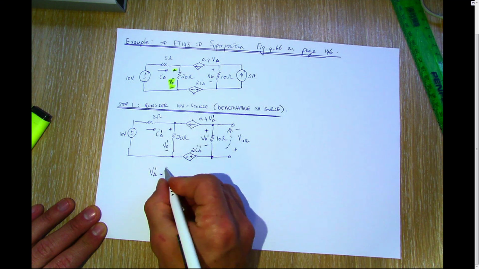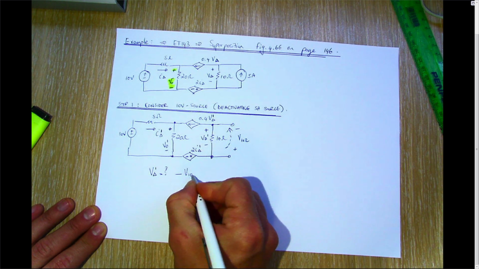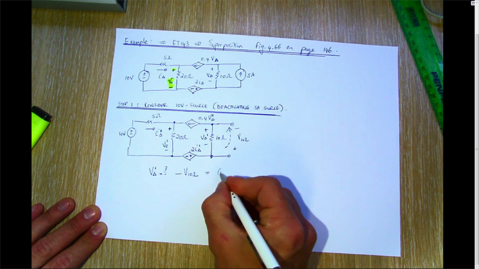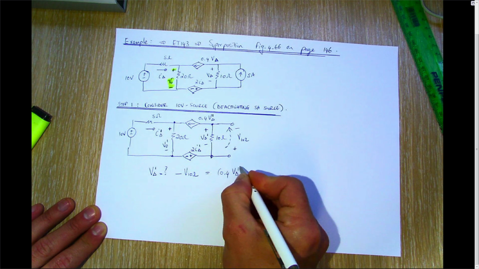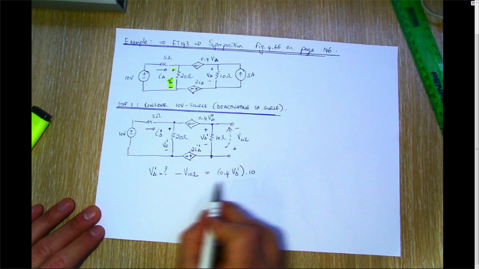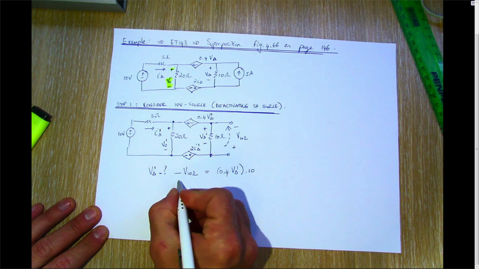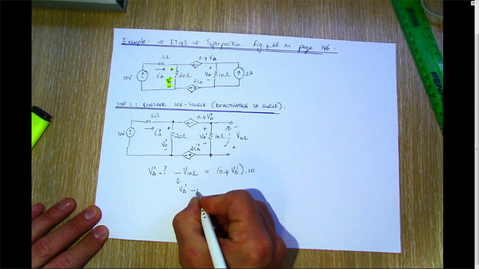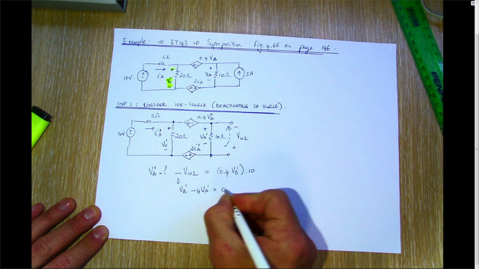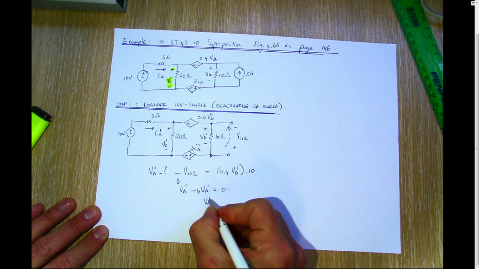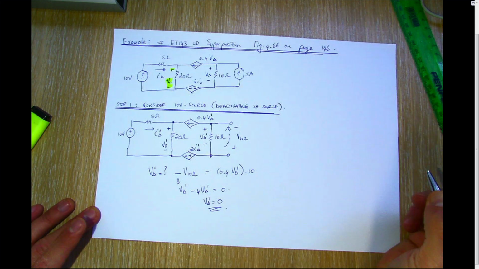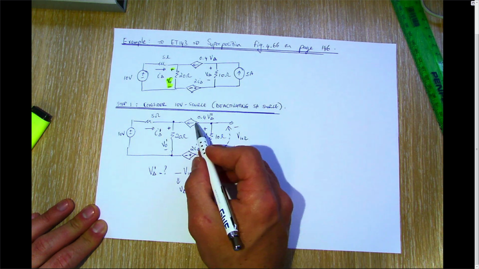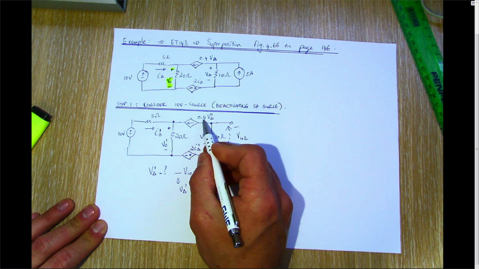Well, V delta prime is equal to minus V10 ohm. And what is V10 ohm? Well, V10 ohm is merely this 0.4 V delta prime times the 10 ohm resistor, Ohm's law. Okay, so what we have here is V delta prime minus 4 V delta prime is equal to 0. So we have V delta prime has to be 0.